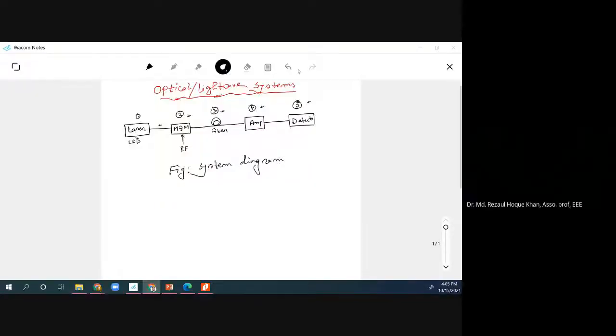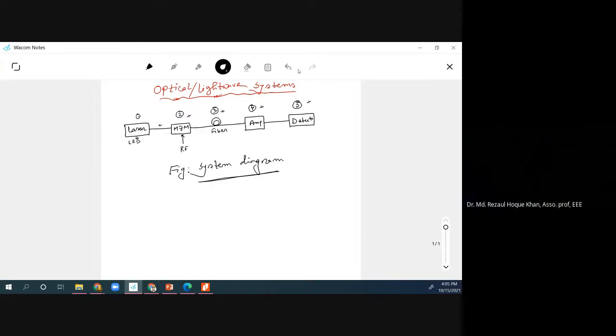So this is our complete optical or light wave system. In the system, we have 5 components: laser, modulator, fiber, amplifier, and detector. Each one individually, before mid and after mid, we have studied various characteristics, all the fundamental components. If you combine them, you can have a complete system diagram. Of course, your system may vary depending on what kind of system you want, right?